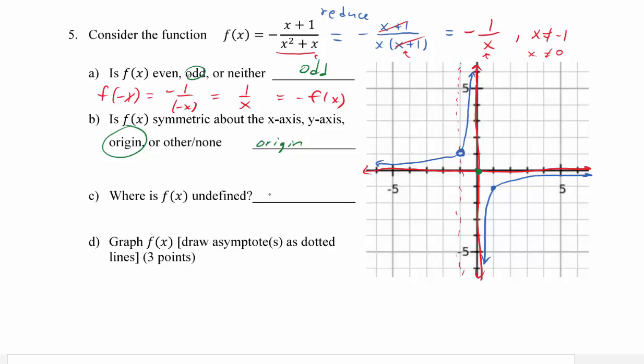Where is it undefined? It is undefined at x equals 0 because of a vertical asymptote, and at x equals -1 because it makes the denominator 0 in the original function.